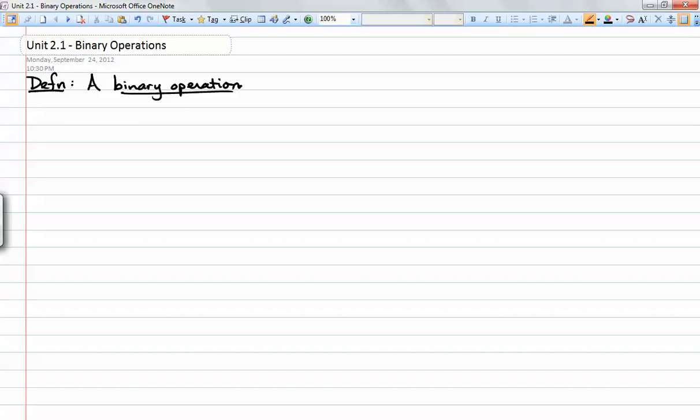and we're going to give it a symbol. So I'll call it star or multiplication in this case, but it doesn't have to mean multiplication the way we know it, but star. I'll refer to it as star for now. On a set S is a function that maps S cross S, so the cross product of something with itself, into S. And we'll do some examples in a minute.